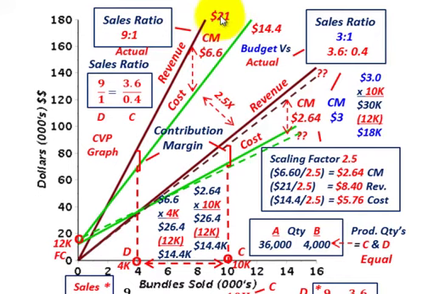So what I'm showing here is $21 on a per unit basis. For every bundle we sell, $21 is going to be generated as revenue based on that 9-to-1 ratio. And then our costing line is going to be $14.40. So for each bundle we sell, we're going to have a cost of $14.40, and the difference between $21 and $14.40 gives us a contribution margin of $6.60.